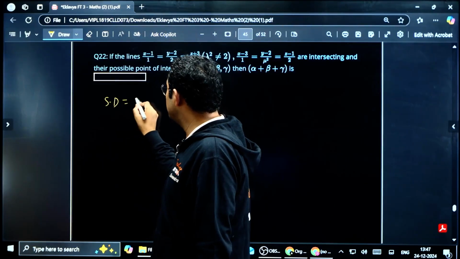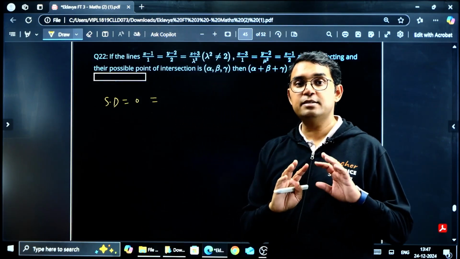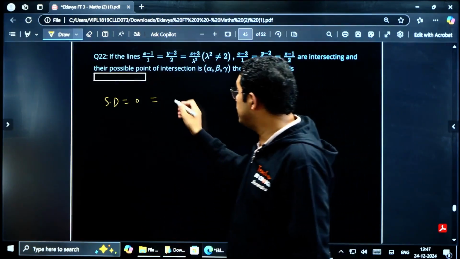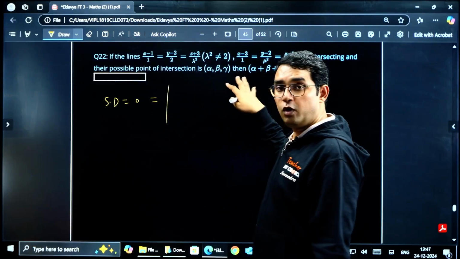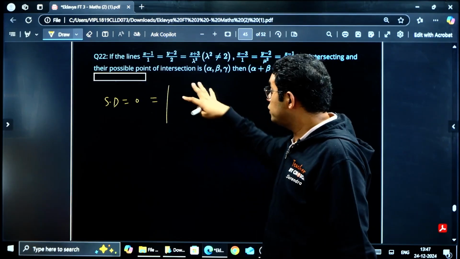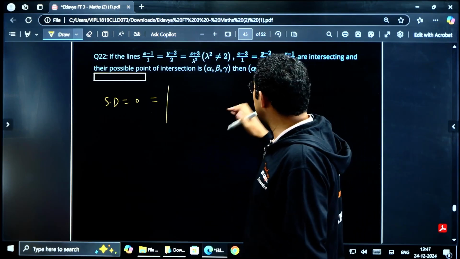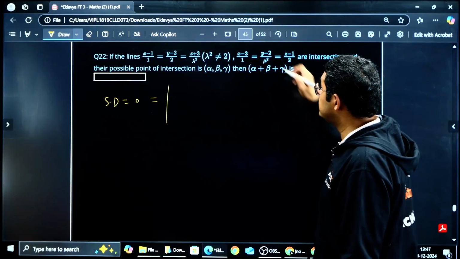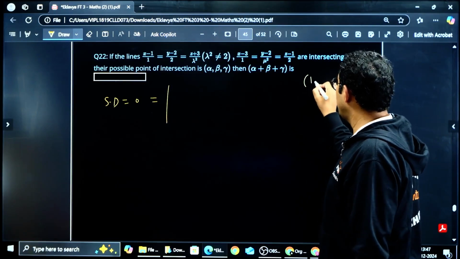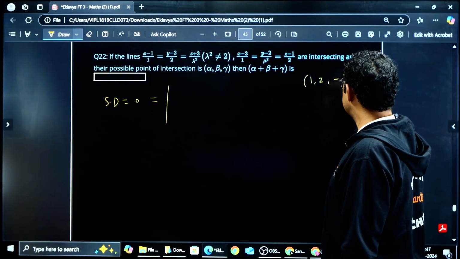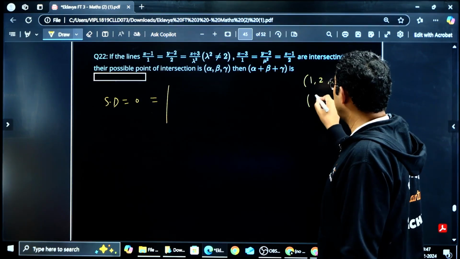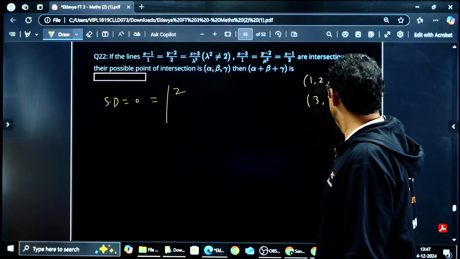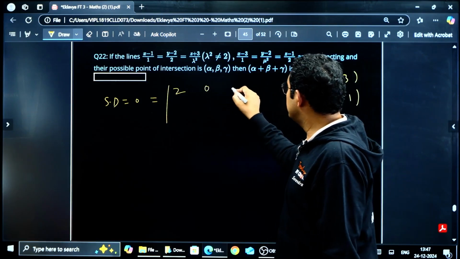Shortest distance has to be equal to 0, and this shortest distance formula has two things, one in the numerator, one in the denominator. So the numerator thing has to be 0, then only it can become 0. The formula is in terms of a determinant, whose first row is given by the difference of points lying on those lines. First line has point 1, 2, minus 3. Second line has point 3, 2, 1 here. So if you take the difference, 3 minus 1, then 0, and then it is 4.